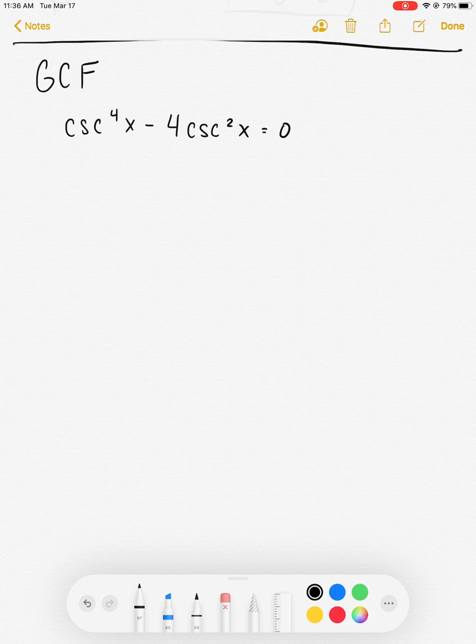So the last type of factoring that we could have when solving a trig equation is we could have to factor out the greatest common factor. I know I'm going to use the GCF here because I can see that both of my terms have a cosecant in them. I also notice that I have at least 2 cosecants in each term, which means my GCF is going to be cosecant squared x.